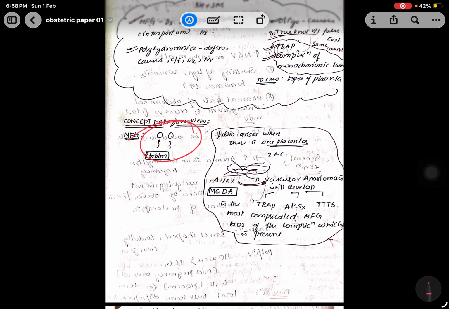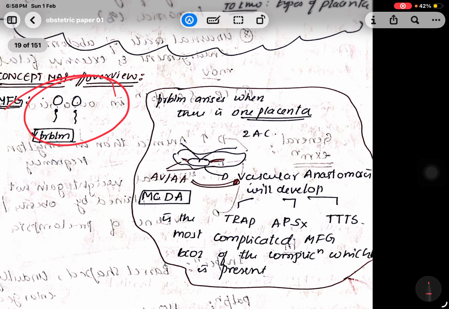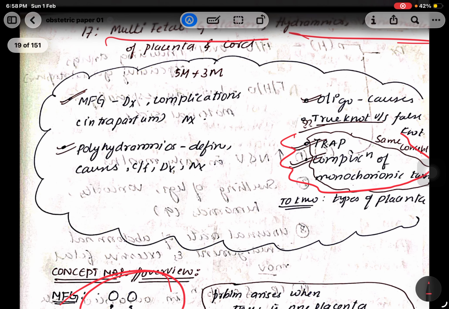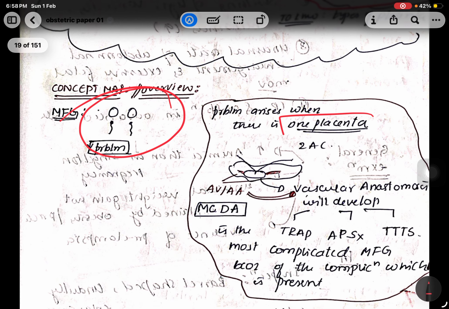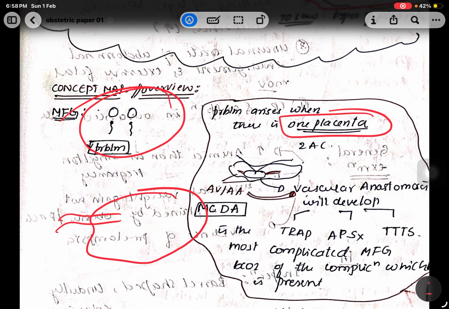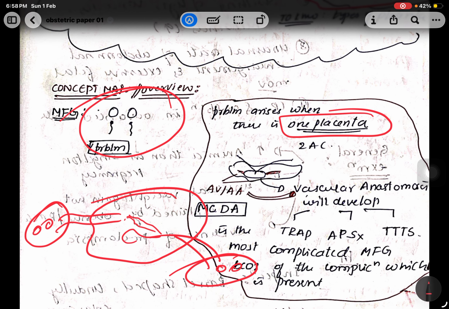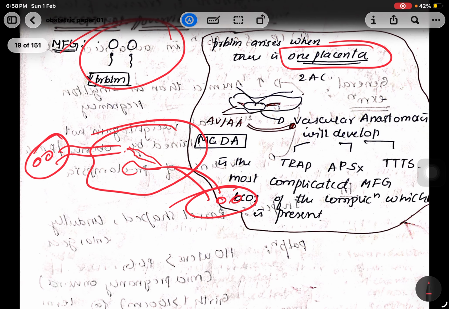Again I'm sure you know it, the dizygotic and monozygotic thing. One thing I want to discuss about all the questions here is that the problem arises when there is only one placenta. Imagine this is one placenta and this is the setup. Here you need to supply one baby, and here also you need to supply one baby. But eventually you might have arterial anastomosis, or arteriovenous anastomosis, or veno-venous anastomosis. Basically veno-venous is very rare, but arteriovenous and arterial anastomosis will happen. That will lead to all these kinds of complications.